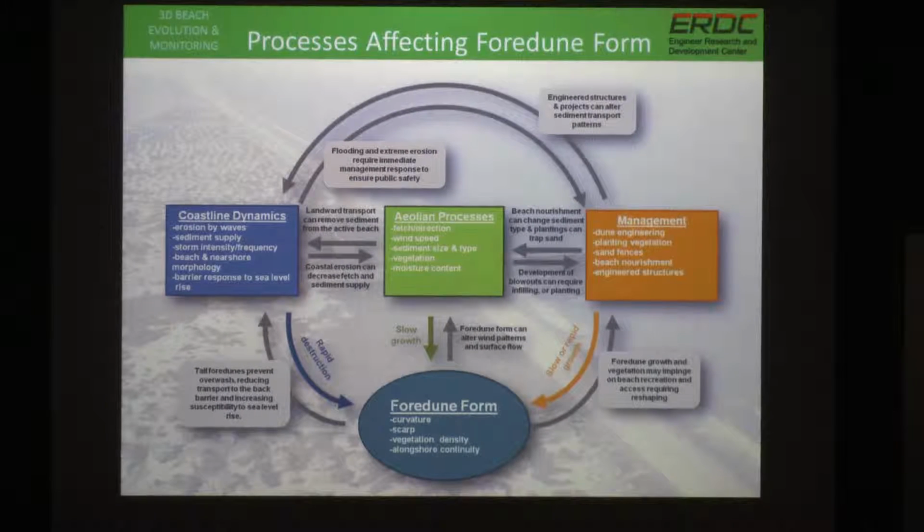And so your foredune form, or the shape of your dune, can be thought of as an interaction between these three main processes. You have your coastline dynamics, and that's things like, has the dune been eroded by waves? Is there adequate sediment supply? Has there been a lot of storms? So your physical wave and coastline dynamics that are acting on the dune.